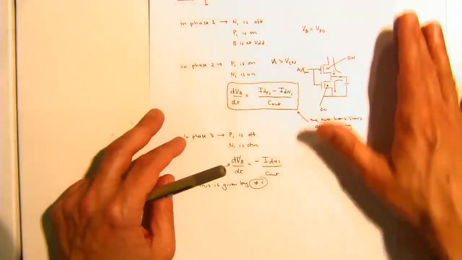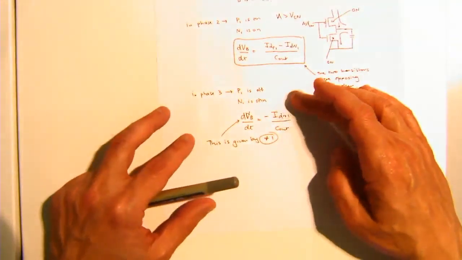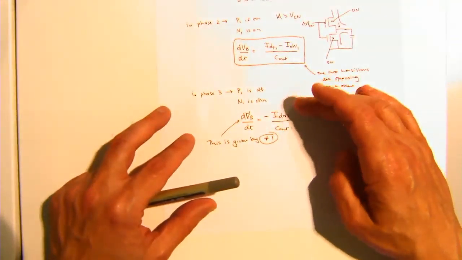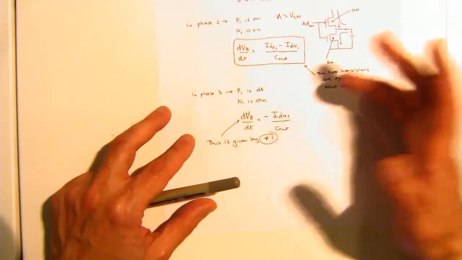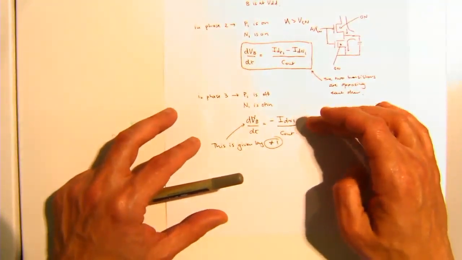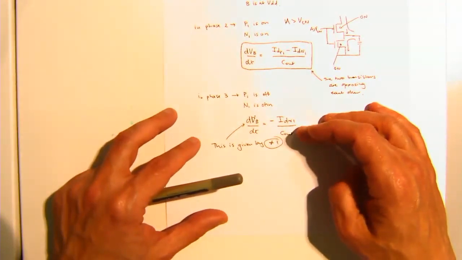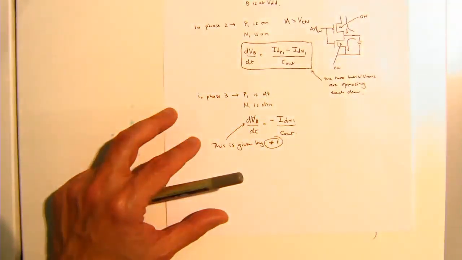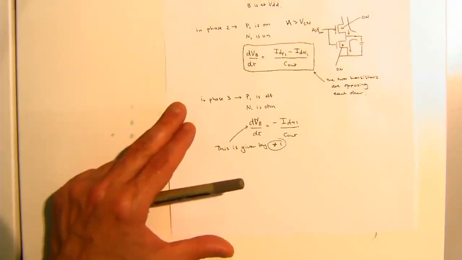And then in phase 3, the last phase, the P device is off, so no current is actually coming through the supply. And at this particular time, we're actually discharging the capacitor that's connected to the output of this inverter. So therefore that gave us a little bit of background.